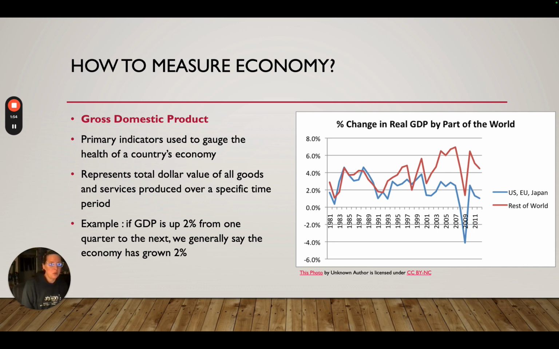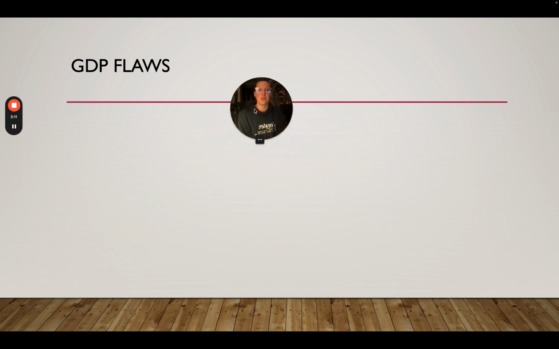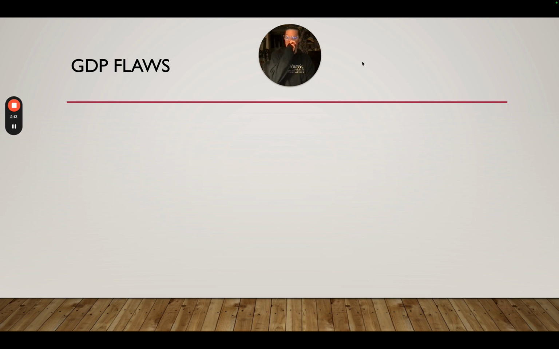Oftentimes we will really hammer in on a location if they're maybe not doing as well economically. But some folks have argued that GDP has flaws as a metric to determine a country's success. There could be some holes in the story, right?